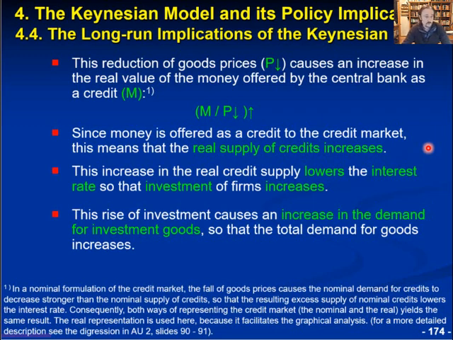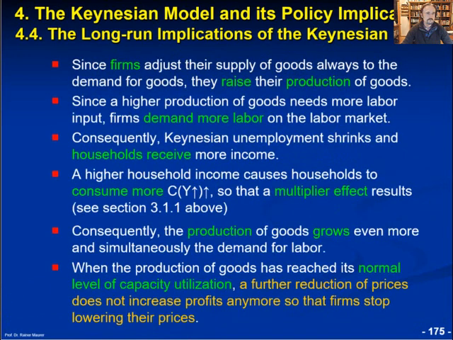This rise of investment causes an increase in the demand for investment goods, so that the total demand for goods increases too. Since firms adjust their supply of goods under Keynesian assumptions always to the demand for goods, they now raise their production of goods. Since a higher production of goods needs more labor input, firms demand also more labor on the labor market. Consequently, Keynesian unemployment shrinks and households receive more income.